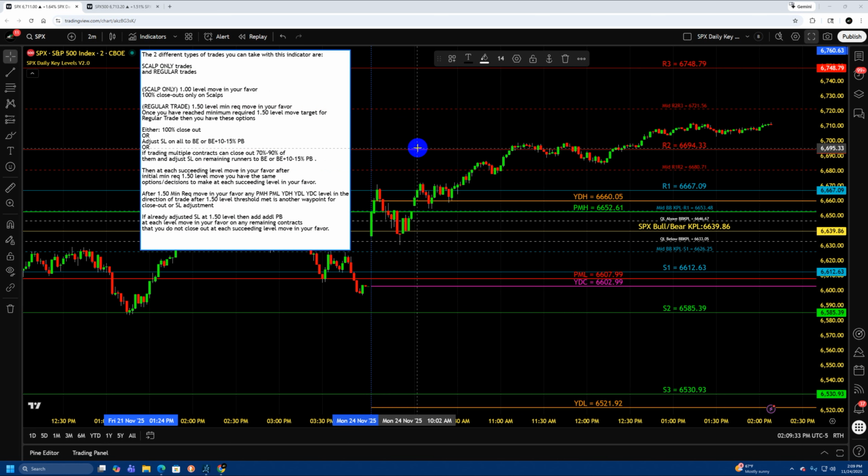Now, with this particular indicator, another important point is that there are two different types of options that you can use with this indicator. One is 0 DTE options, and the other is 1 DTE options.